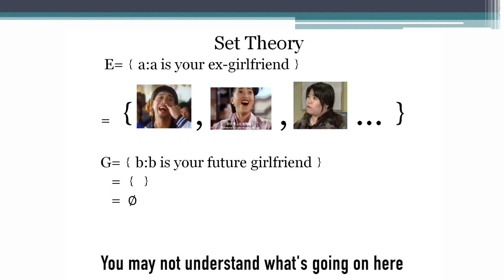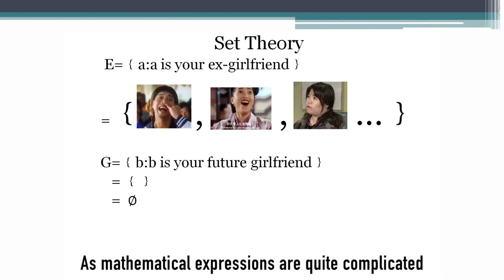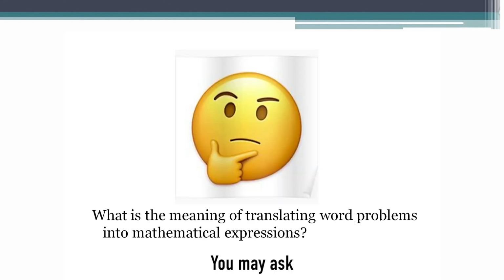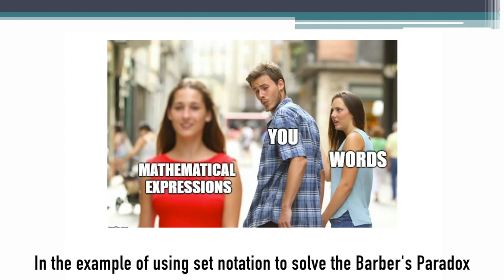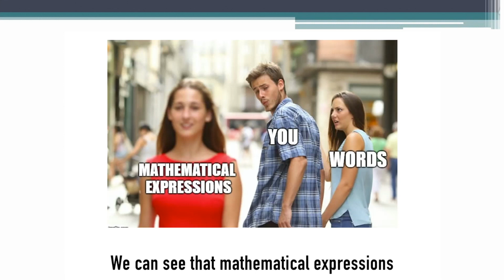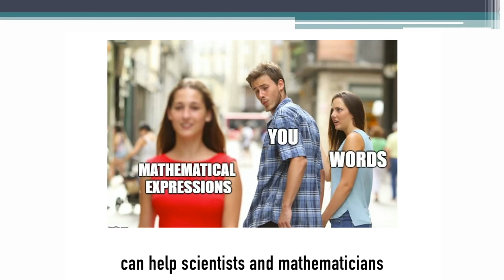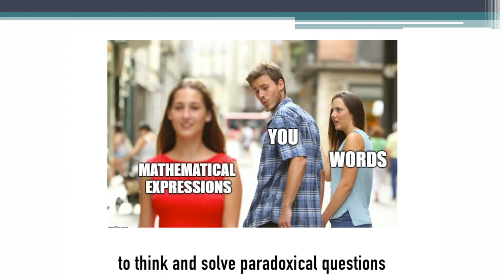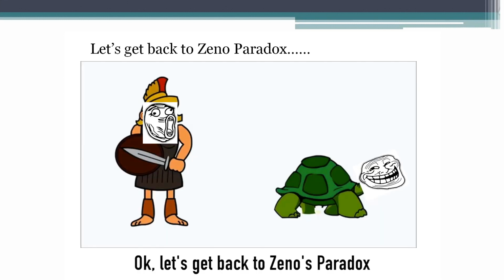You may not understand what's going on here, as the mathematical expressions are quite complicated. You may ask, what is the meaning of translating word problems into mathematical expressions? In the example of using set notation to solve the barber's paradox, we can see that mathematical expressions can help scientists and mathematicians to think and solve paradoxical questions. Okay, let's get back to Zeno's paradox.